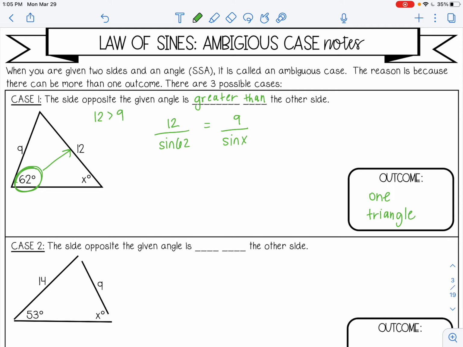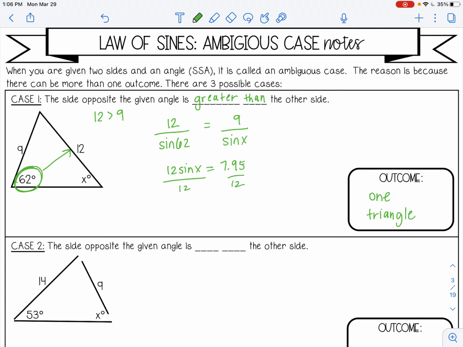The only difference in these is I have an angle I'm solving for, so we're going to have to use the inverse sine at the end. But I'm going to start by cross multiplying, just like any proportion. So sine of x times 12 is 12 sine of x. Sine of 62 times 9, I'm going to multiply that in my calculator. That's 7.9495 if we round, but I'm just going to leave it in my calculator to get the most accurate answer.